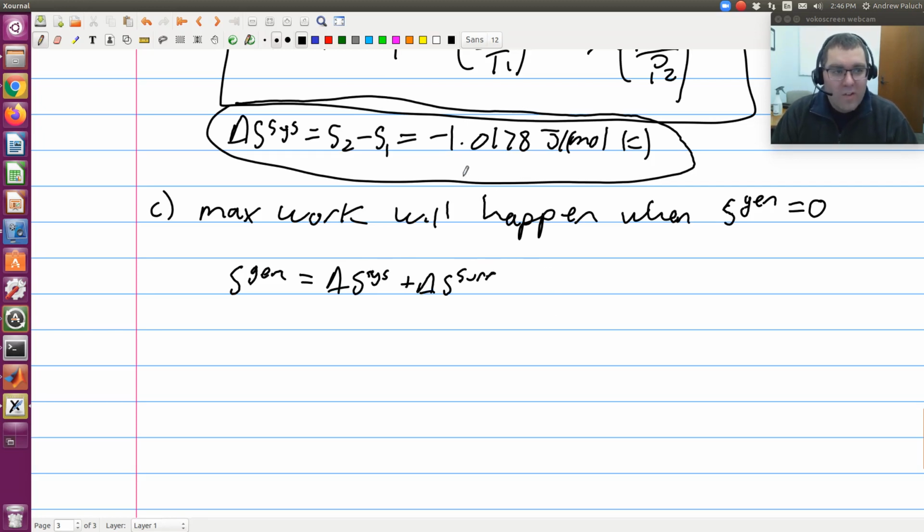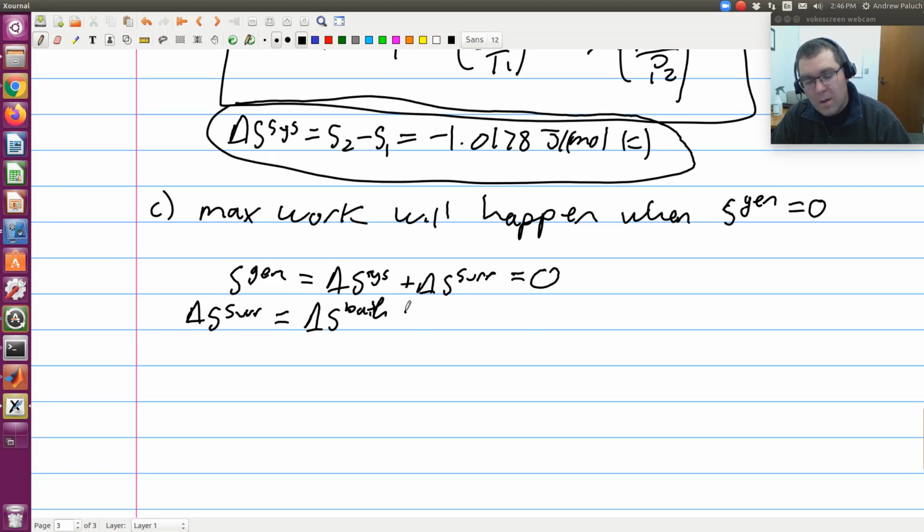Now we're told that the inlet and exit conditions of my stream are unchanged, which is great. So delta S of my system, I just computed, and that'll be exactly the same. So let's look at delta S of my surroundings. We're told that our surroundings can be treated as a bath, so it'll be delta S of my bath, and delta S of my bath is going to be equal to Q bath divided by T bath.